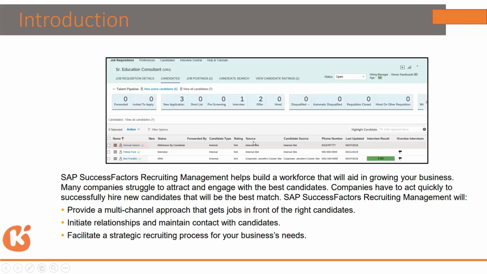You can also see how they have actually come. So you can see they have come from the internal side. This is also internal side. And this Ben has actually come from the corporate career site. So that is how you can see how the candidates are sourced. If there is any rating, you will also see the rating detail, and you can see this is an external source. You also have a phone number from when they applied, right? So all these details you can see.